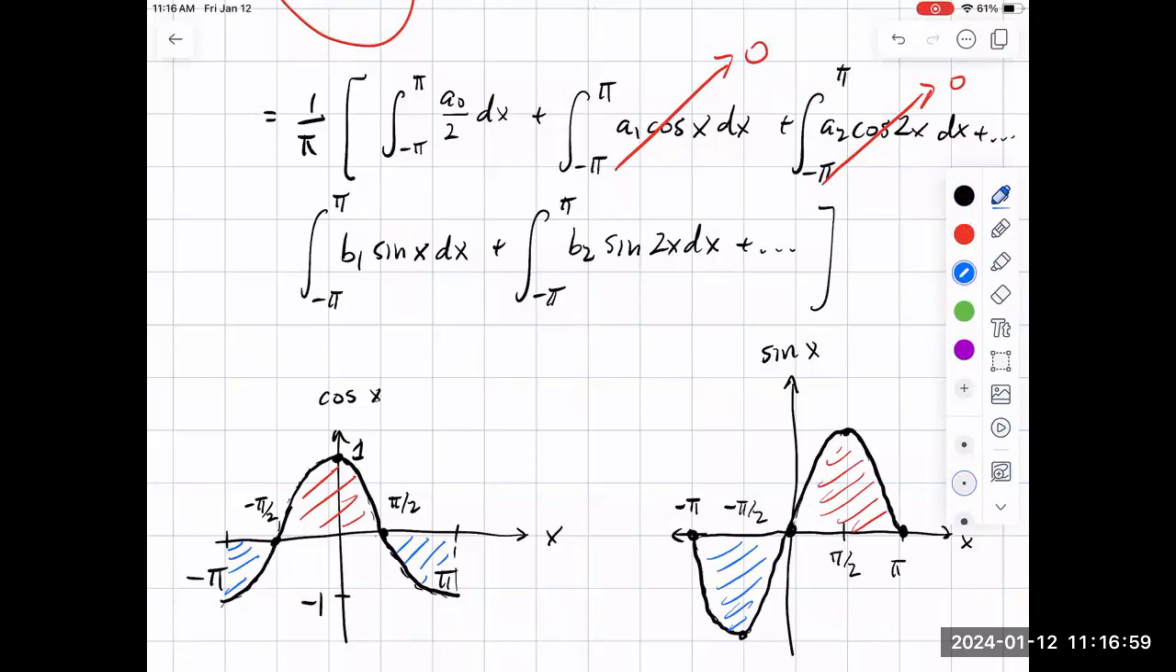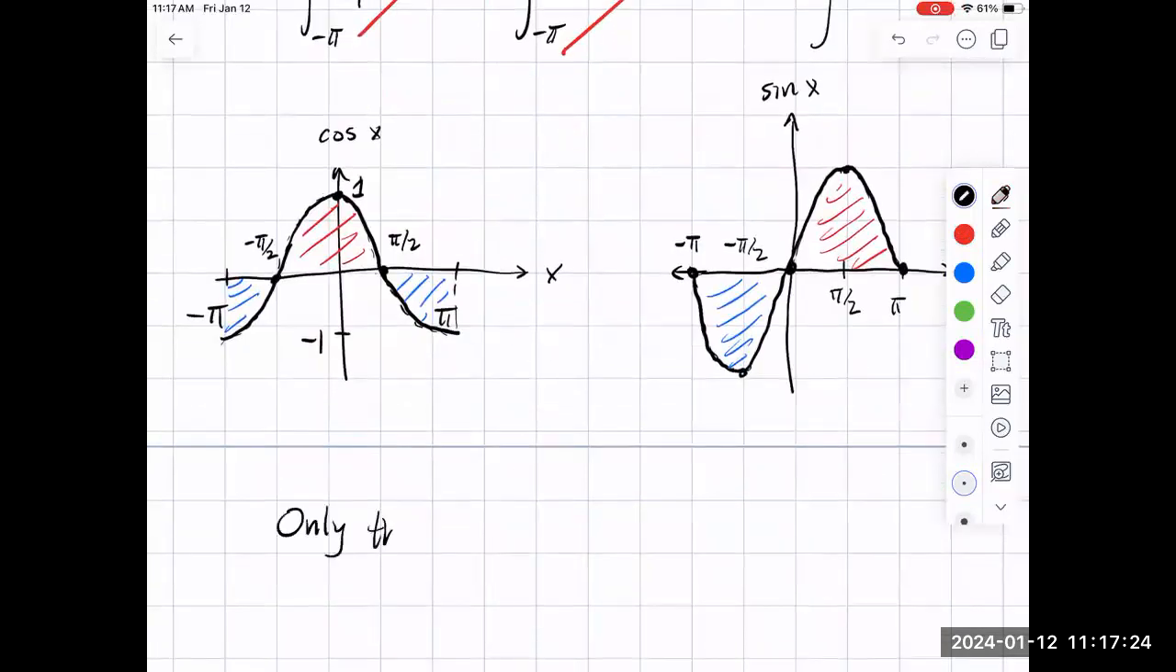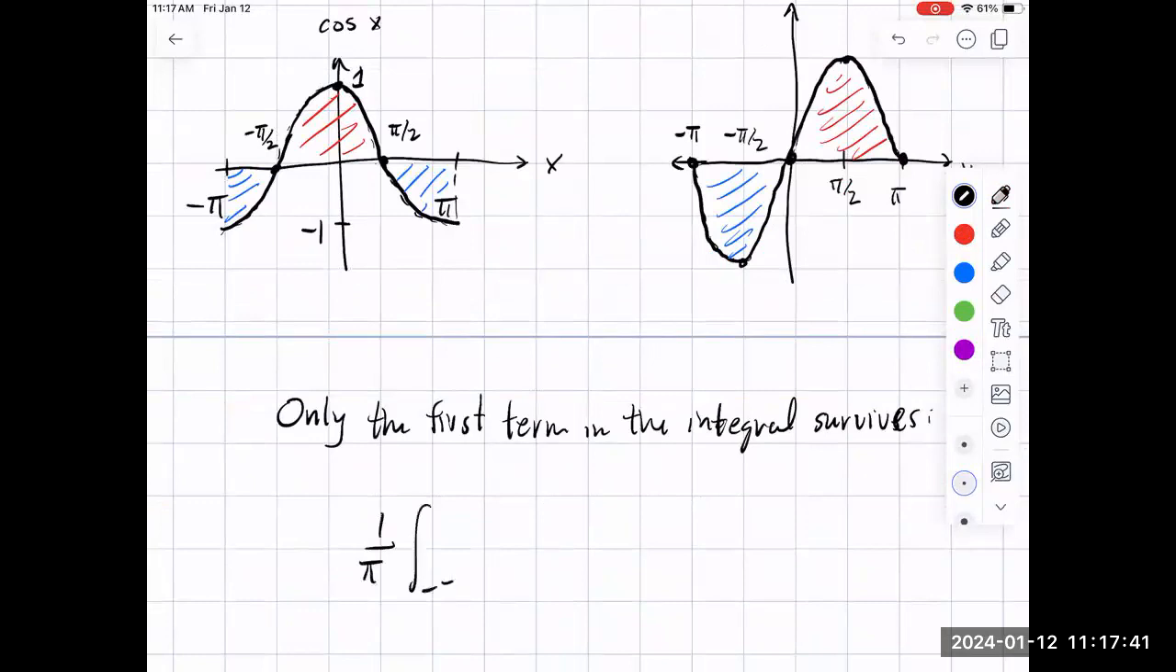And so the sine x integral is also going to just vanish. And sine 2x would vanish, and 3x and 4x and 5x, and everything vanishes. And all that's left is the first term. Okay. So only the first term in the integral survives. And so what we have is that 1 over pi times the integral of minus pi to pi of f of x dx is 1 over pi.